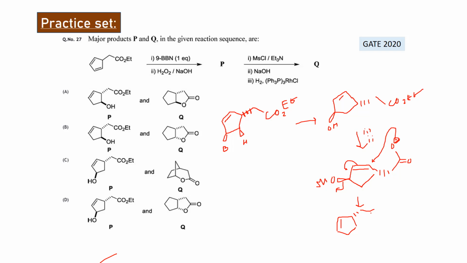This type of lactone is our product. After that, if you add this reducing reagent, this is called Wilkinson catalyst. This Wilkinson catalyst will reduce the double bond and give this as our desired product. So the correct option is option D.